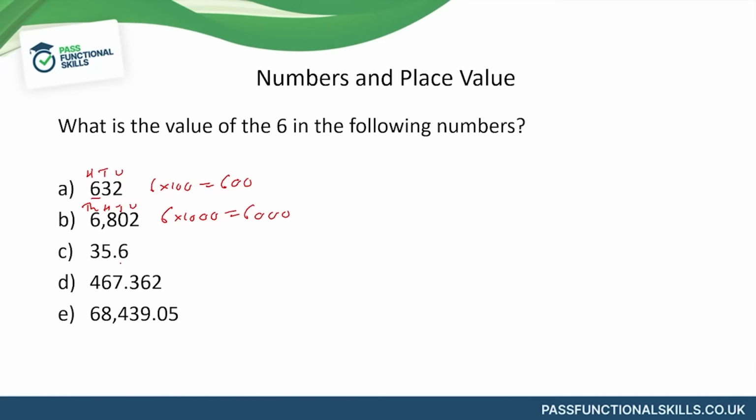This third example, this is in the tenths column, so that is simply 6 tenths. Here, well, there's 2 6's here. This 6 here is in the tens column, so that is the 6 of 60. And the other 6 here, that is in the 100ths, so that is 6 100ths. In this final number, units, tens, hundreds, thousands, so this is in the 10,000s, so again 6 times by 10,000, which is 60,000.